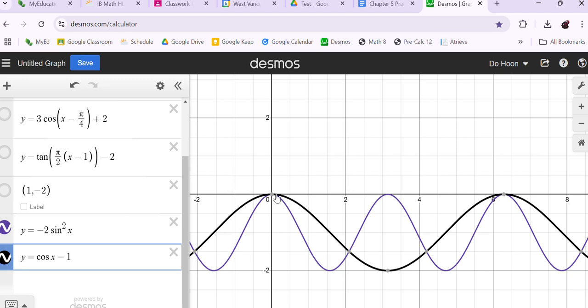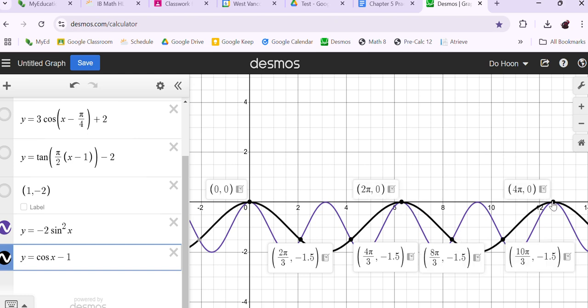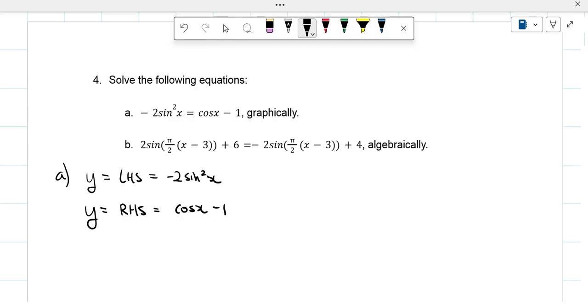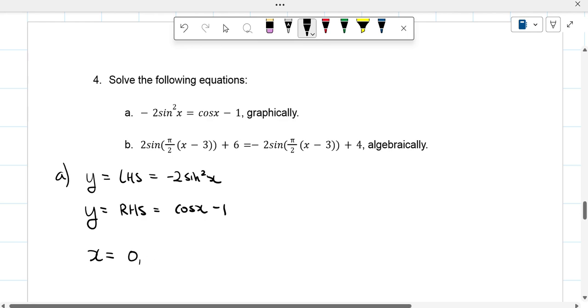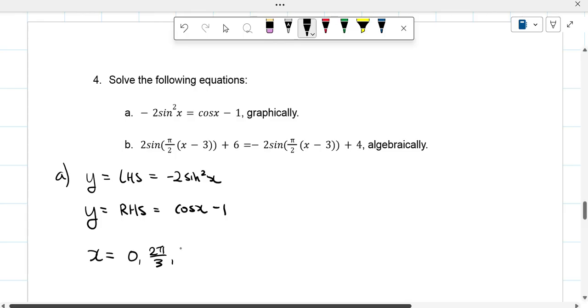So let's identify the points of intersection. I see one here, one here, one here, one here. It seems like it's repeating: 0, 2 pi over 3, 4 pi over 3, 2 pi, 8 pi over 3, 10 pi over 3, 4 pi, and so on. We have multiple solutions here. So let's write a few of them, and then we can try to find the pattern. The first one was 0, and then 2 pi over 3, and the next one was 4 pi over 3, and 2 pi.